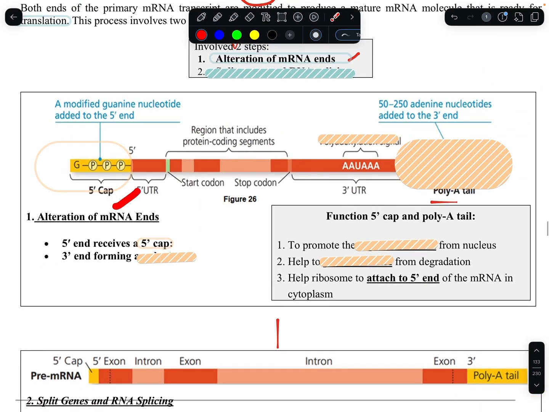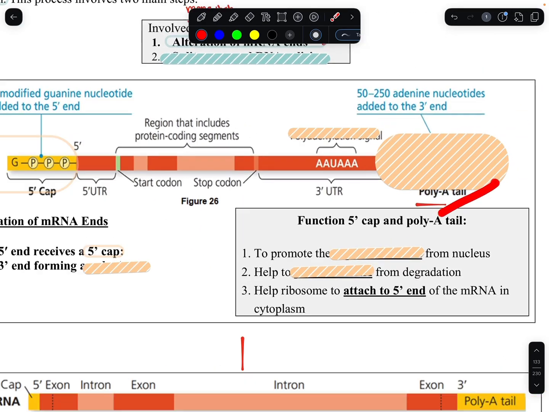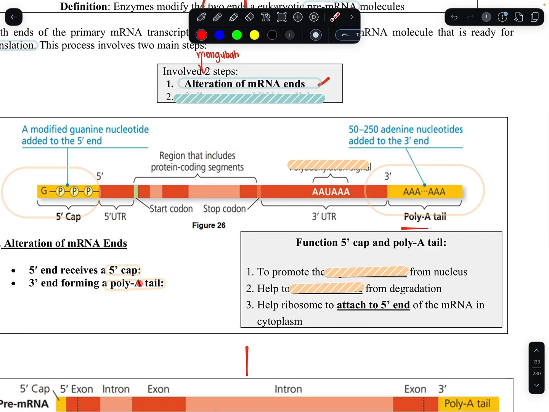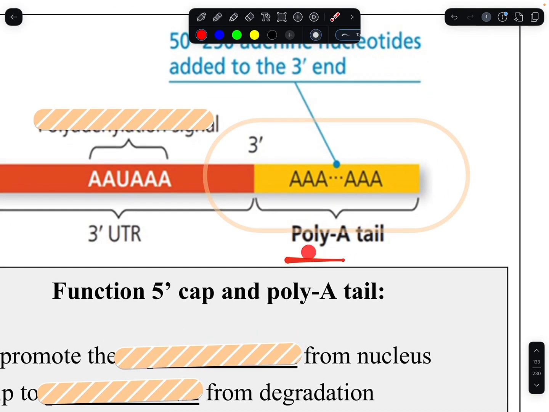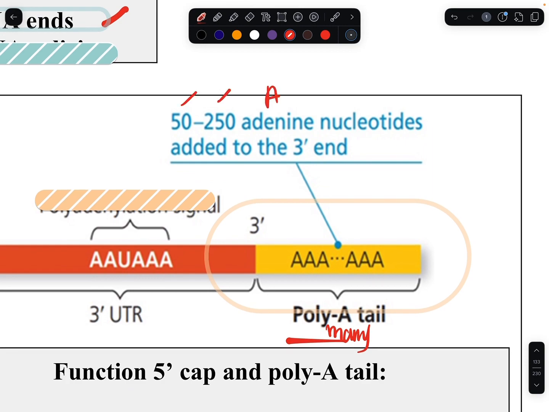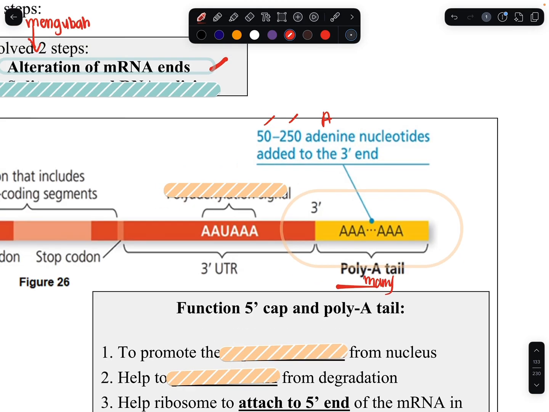Okay, so ini 5', mestilah di hujungnya ada 3'. So 3' dekat sini kita akan tambah poly A tail. Okay, dekat online lecture hari tu Miss sudah cakap poly bermaksud banyak, many, like a lot of A. And you can see here how many A's do we add at the end of 3' end. 50 to 350 adenine nucleotide. So that's a lot of nucleotide.